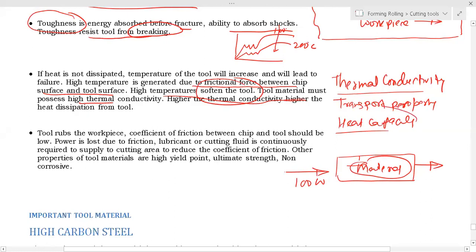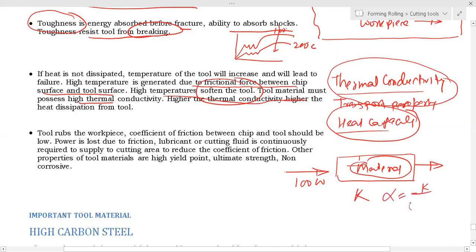So heat capacity is the ability to keep the heat. If heat capacity is more, it can keep more heat, and if thermal conductivity K is more, it will transfer more heat. One term is called thermal diffusivity, K by rho Cp. Have you heard about this? Thermal diffusivity alpha is K by rho Cp. So K is your thermal conductivity, and Cp is your heat capacity.